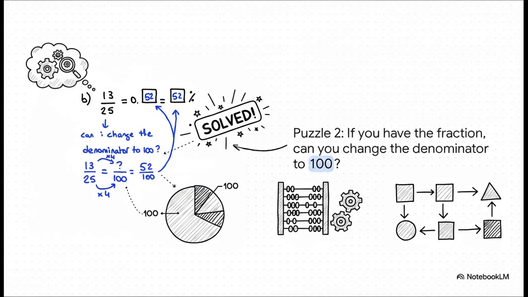Okay, puzzle number 2. This time, we start with the fraction 13 over 25. Let's try our easy way. Can we make that bottom number, 25, into 100? Of course, we just multiply by 4. So we multiply the top by 4 too, which gives us 52 over 100. And that is 52%, which we know is 0.52 as a decimal.